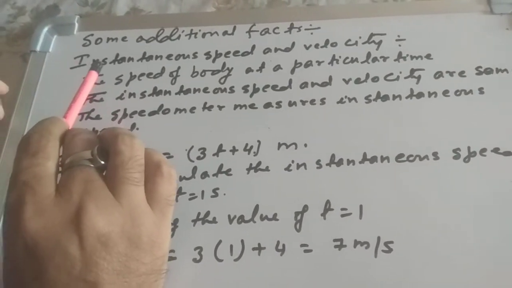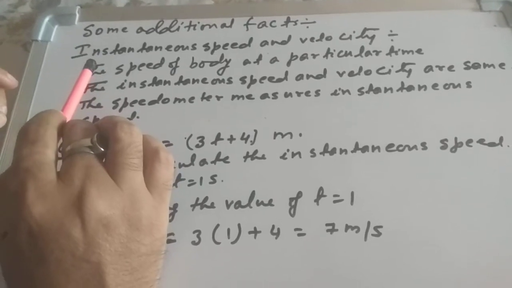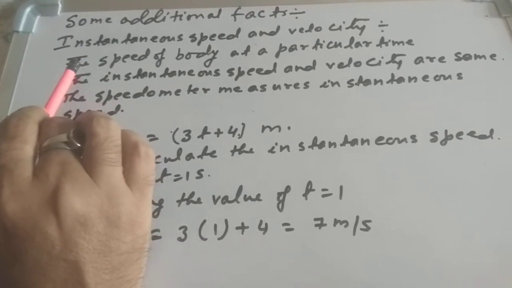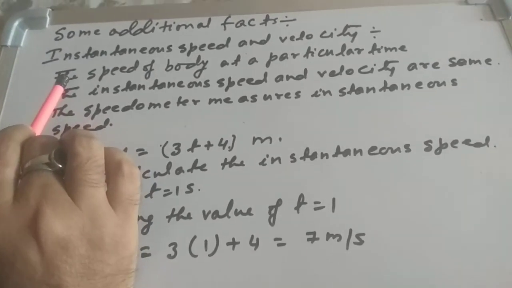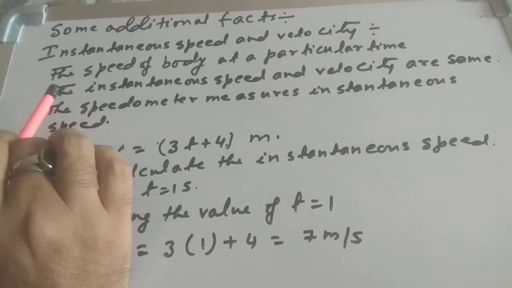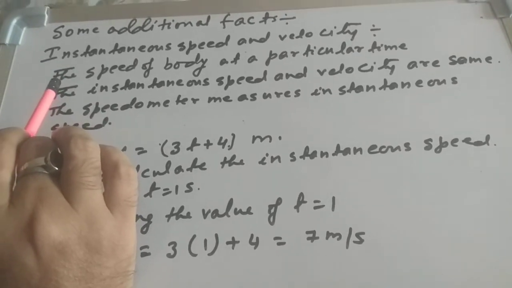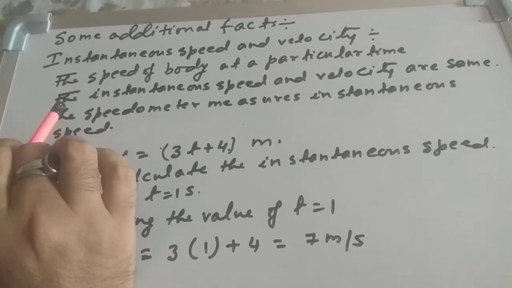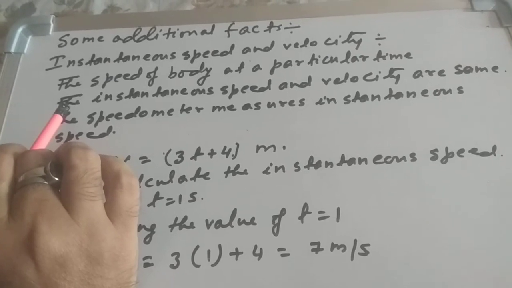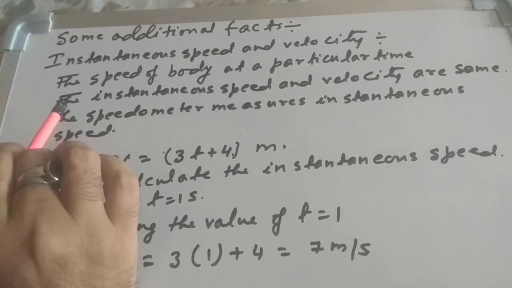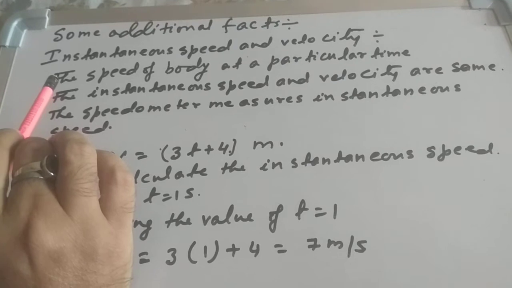Today in this video we will discuss some additional facts that are not actually in your NCERT book but are helpful for you. That is instantaneous speed and velocity, and the distance traveled by the body in the last second of its motion. Now come to instantaneous speed.